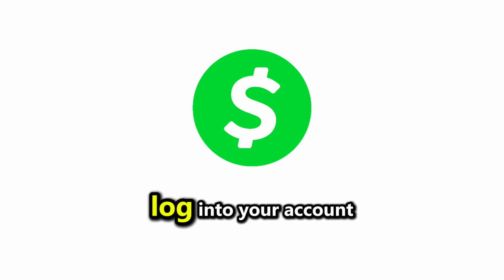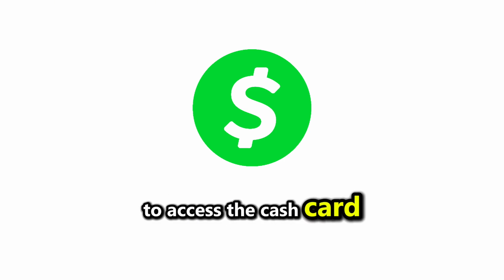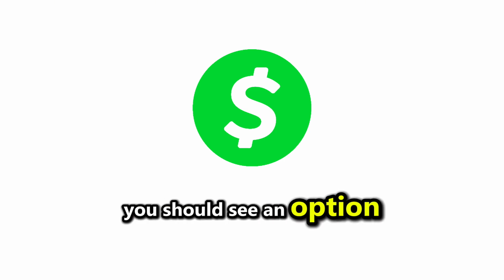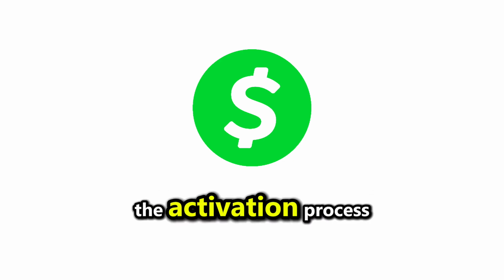Once you have your Cash App card, open the Cash App and log into your account. Tap on the card icon again to access the Cash Card section. You should see an option that says Activate Cash Card. Tap on it to begin the activation process.